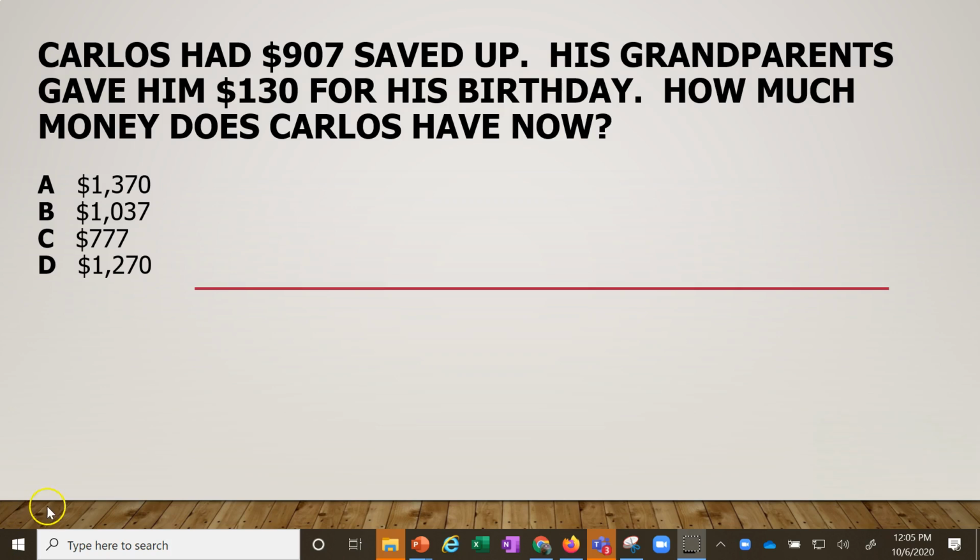So let's really unpack what we're doing in this problem. When we're doing a word problem, we really want to understand and think about what is going on in the problem. All right, so right here, Carlos, he's already got $907. Good for you, Carlos. We're so happy for you. His grandparents gave him $130 more for his birthday. How much money does he have?